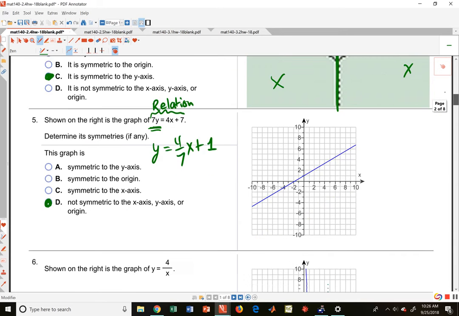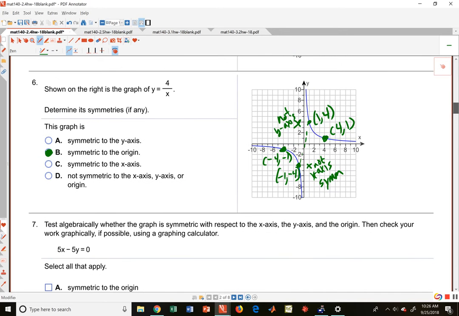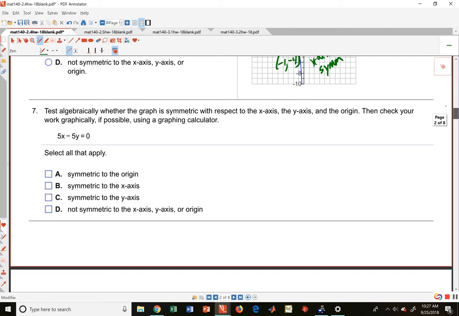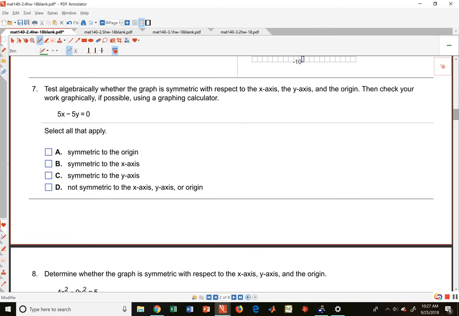All right, that was neither. And then we ran into origin symmetry. With origin symmetry, if you negate both coordinates, you end up back on the graph. And we could see that with those two points. Now, that's how we're going to test these things algebraically. That's what this next section is, how to test it algebraically.